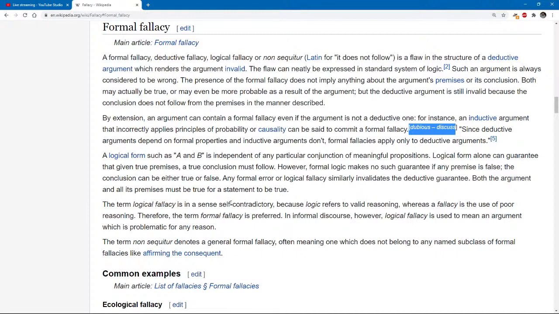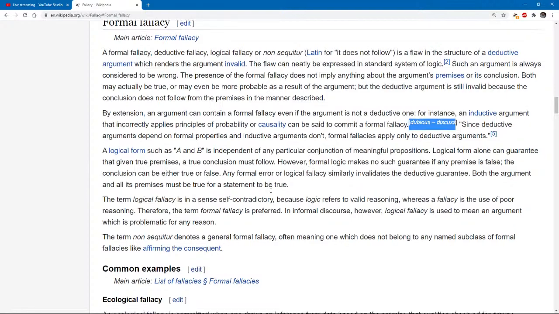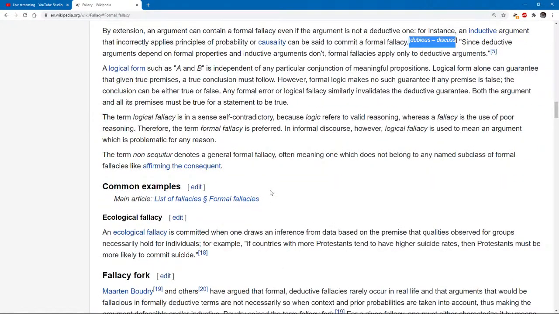The term logical fallacy is in itself self-contradictory because logic refers to valid reasoning, whereas fallacy is the use of poor reasoning. Therefore, the term formal fallacy is preferred. In informal discourse, however, logical fallacy is used to mean an argument which is problematic for any reason. The term non sequitur denotes a general formal fallacy, often meaning one which does not belong to any named subclass of formal fallacies, like affirming the consequent.